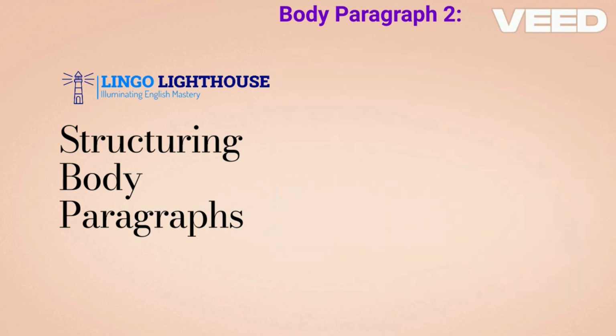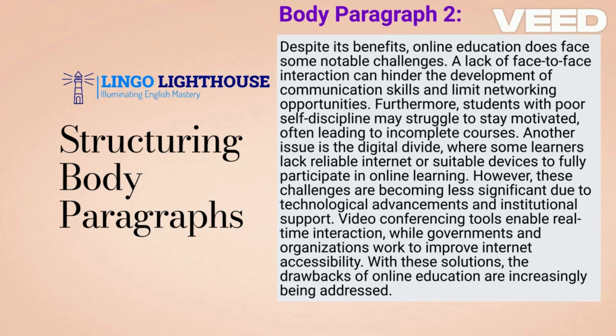Body paragraph 2: acknowledge disadvantages but explain why they are less significant. Here is an example body paragraph 2. Start with a topic sentence that introduces the main idea of the paragraph. For example, "Despite its benefits, online education does face some notable challenges." This sentence sets the tone, signaling that the paragraph will discuss the drawbacks of online education. It also mentions why the drawbacks pale in comparison with the benefits.